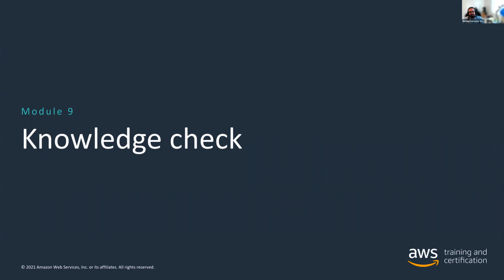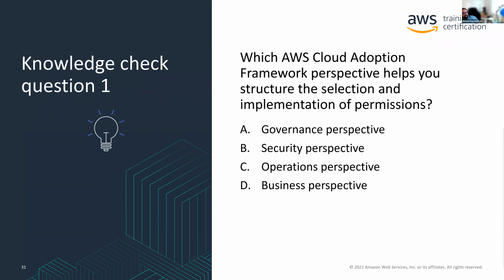Okay. Here's the knowledge check. Which AWS cloud adoption framework perspective helps you structure the selection and implementation of permissions? This is kind of a beach ball, actually, as far as being able to hit this. Which one of these is the right one for the selection and implementation of permissions?